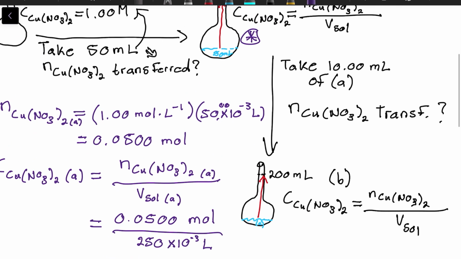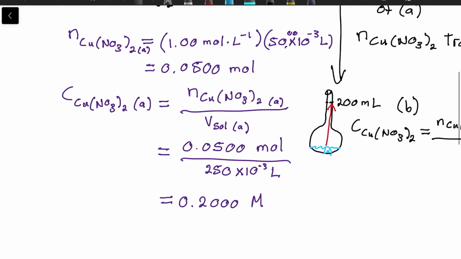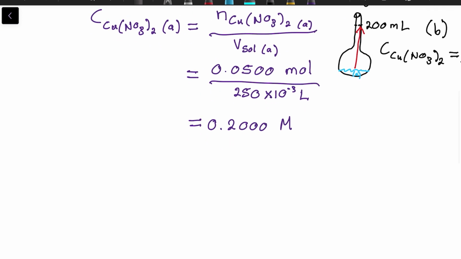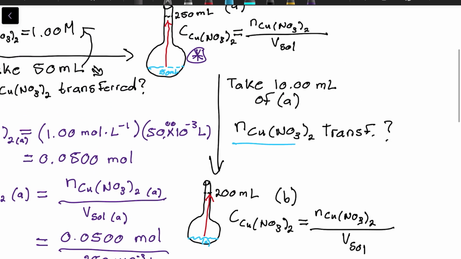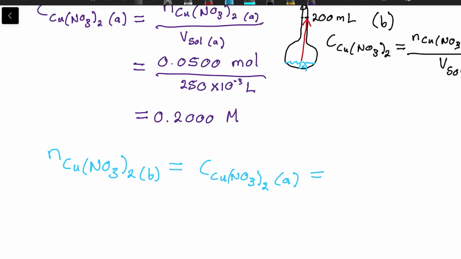What do we do then? Then we're told we take 10 milliliter of this new solution and we add it to a 200 milliliter beaker, and we make up that beaker to the 200 milliliter mark. So what we do again is we first calculate the number of moles transferred. So the number of moles of copper nitrate transferred to B would be the concentration of copper nitrate in A multiplied by the volume taken.